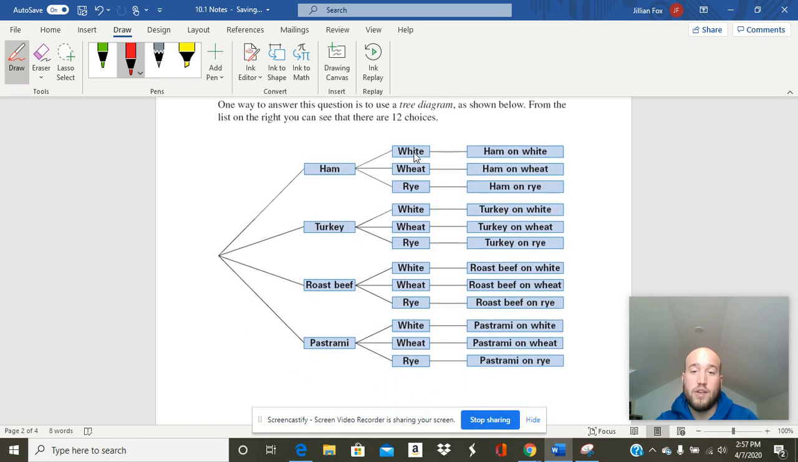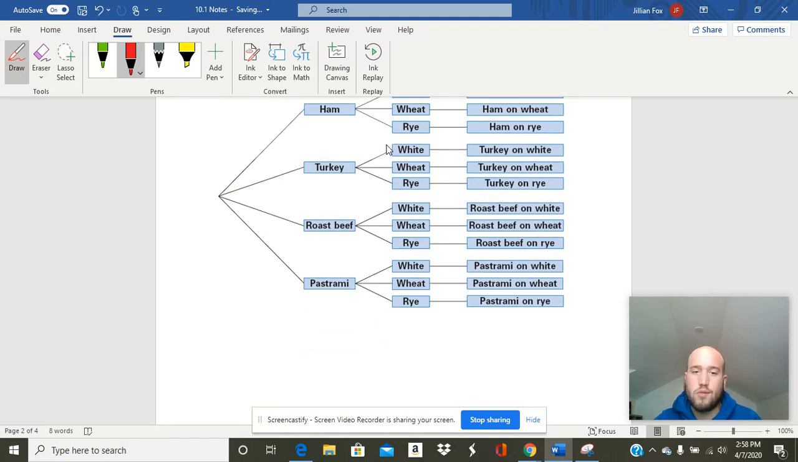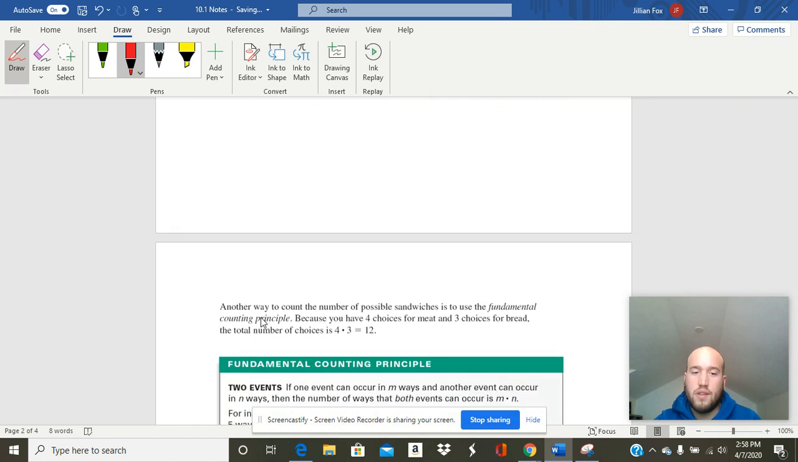So, one way, you guys have all done this before, a tree diagram. As you see here, your choice of meat could either be ham, turkey, roast beef, or pastrami. And then from each of those, you could have 3 choices of bread. So that gives us ham and white, ham and wheat, ham and rye, turkey and white, turkey and wheat, turkey and rye, etc. Now, if we count those, that's 12 possible choices. And with this example, it's pretty easy to make that tree diagram. You guys know how to do that. I'm sure most of you could do that on your own. But an easier way is something called the counting principle.